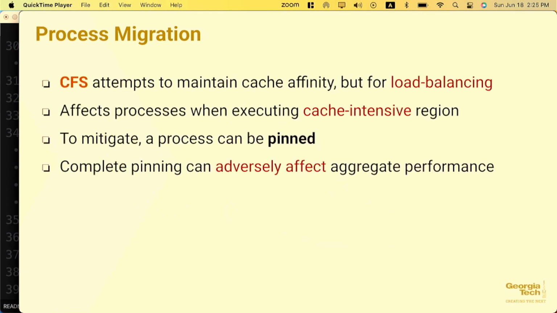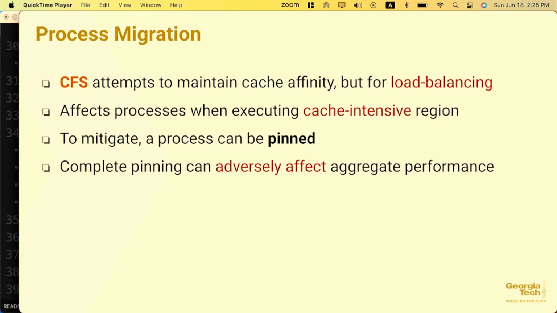CFS actually tries to maintain some cache affinity for the processes, but when it comes to load balancing, it prioritizes machine utilization much more than providing the process with cache affinity. So it affects processes adversely in terms of performance, because it incurs a lot of cache misses. Especially if the processes are executing some cache intensive regions, then this effect is much more severe.